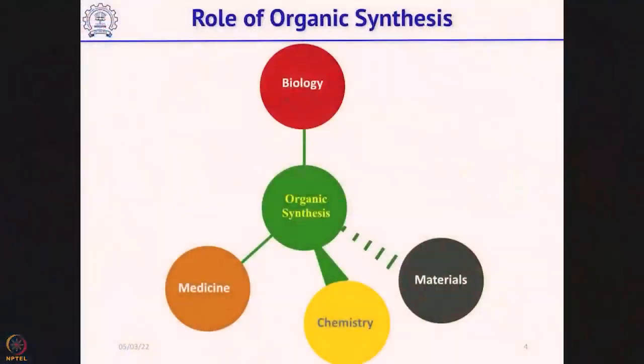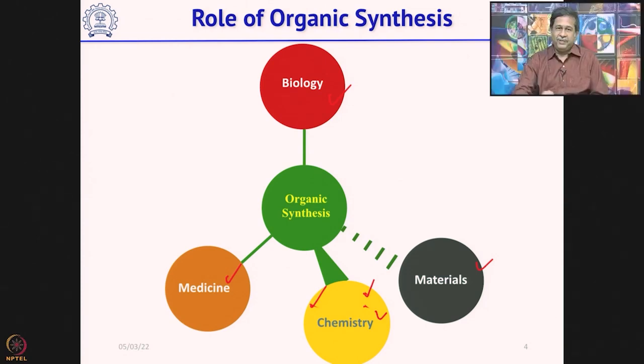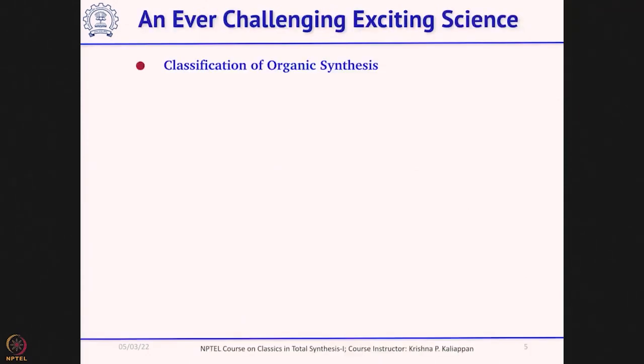Okay. Organic synthesis is a very, very important area in organic chemistry. And not only in organic chemistry, organic synthesis plays a crucial role and acts as a bridge between chemistry and biology, chemistry and materials, and chemistry and medicine. So without organic synthesis, not much progress can be made in these three areas. So it is better if you understand organic synthesis very well, then you can also enter into other disciplines. Organic synthesis has always been a great challenge because you need real skill to carry it out.